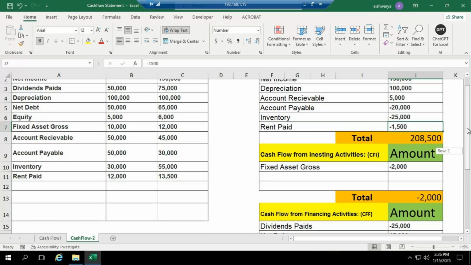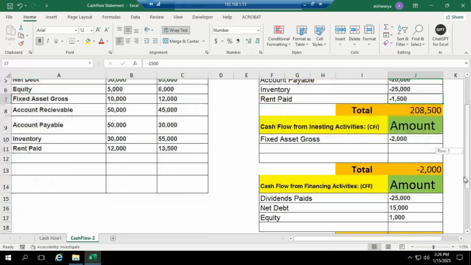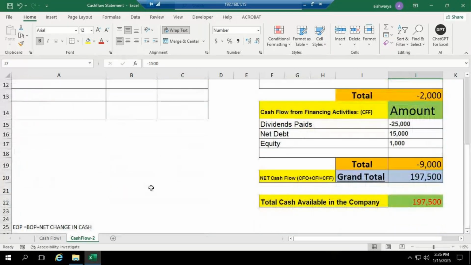So this one, you just do it. I'll just share you the file, so you can go through this one. Now the grand total is 1,97,500. So the total cash available in the company will be 1,97,500.